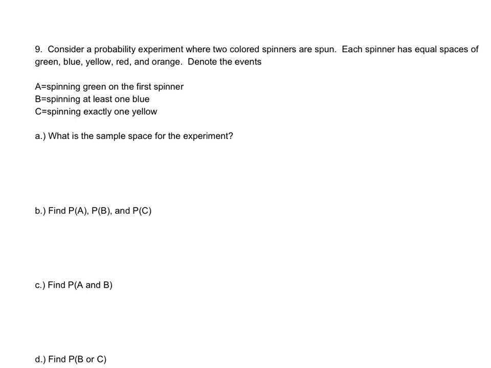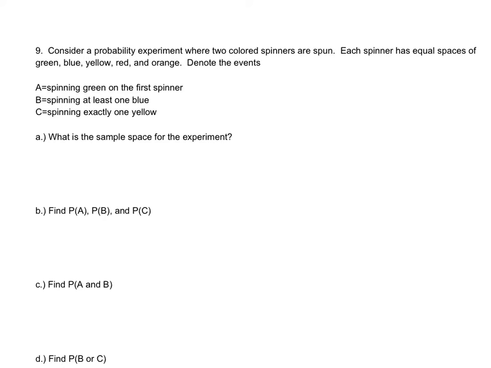So we have a probability experiment where 2 colored spinners are spun. Each spinner has equal chances of green, blue, yellow, red, and orange. We have the events A being spinning green on the first spinner, B spinning at least 1 blue, and C spinning exactly 1 yellow. So first we want to go for the sample space.